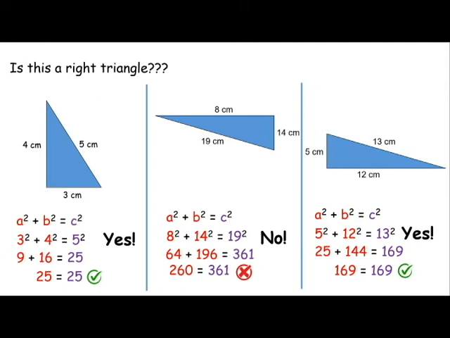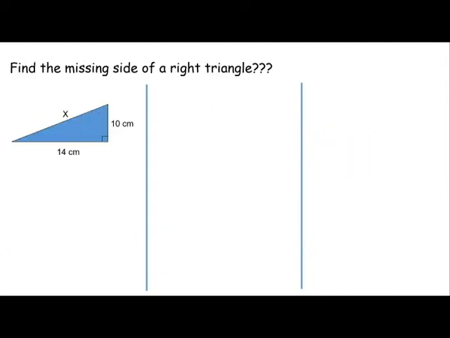Now, there is another thing that you can do with the Pythagorean theorem, and that is this. If we already know that something is a right triangle, and we know two of the sides of the triangle, but we don't know the third, we can use the Pythagorean theorem to figure out the measure of that third side as well. Because the Pythagorean theorem says if you square one leg, add it to the square of the other leg, it should equal the square of the hypotenuse.